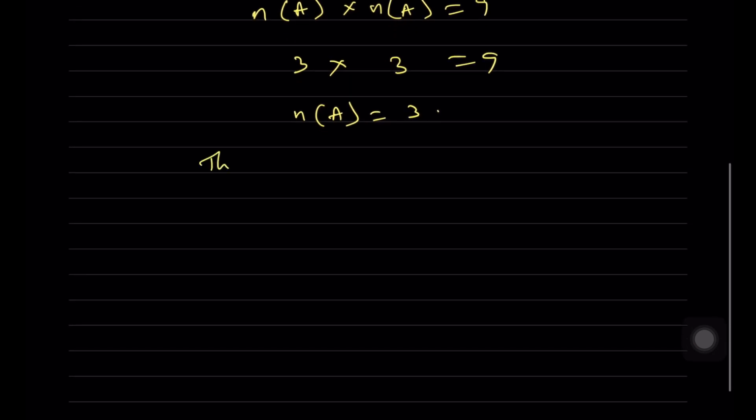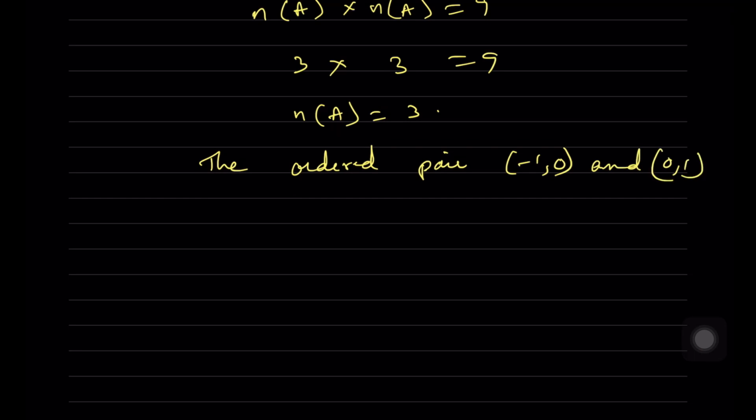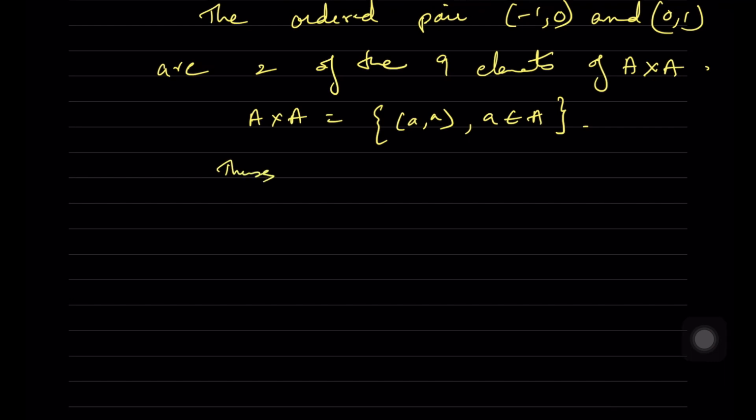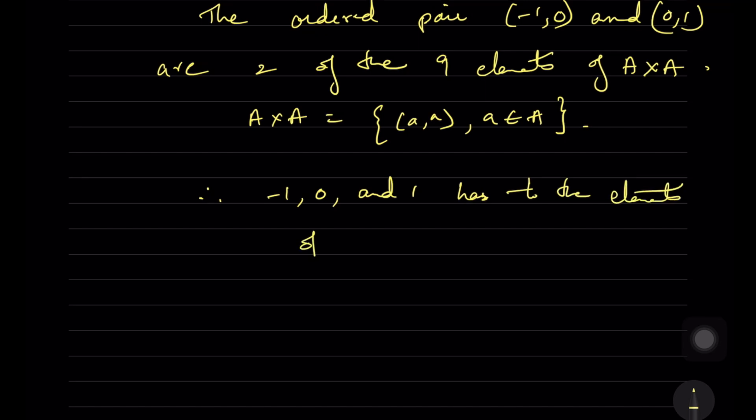So now the ordered pairs (-1, 0) and (0, 1) are 2 of the 9 elements of A cross A. So we know that A cross A is equal to the set of all (a, b) such that a and b belong to capital A. So thus -1, 0 and 1 have to be the elements of A, as n of A is equal to 3. So clearly A is equal to {-1, 0, 1}.